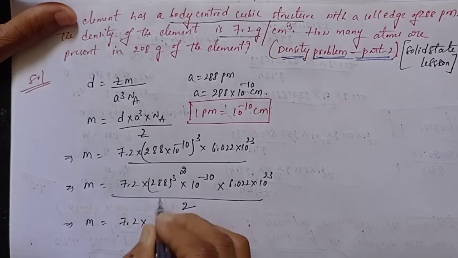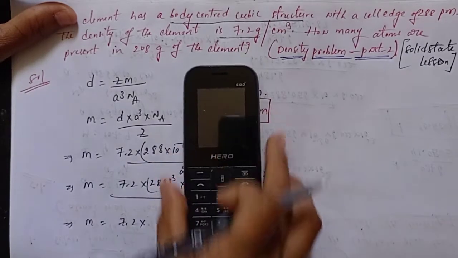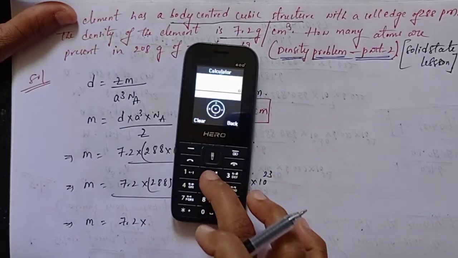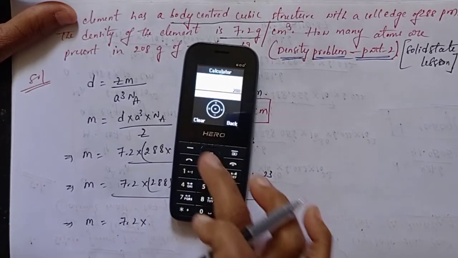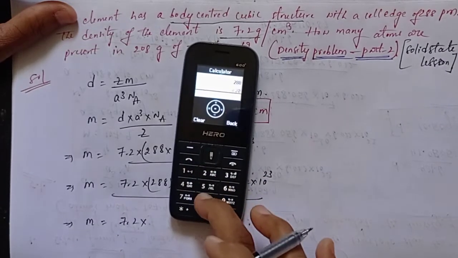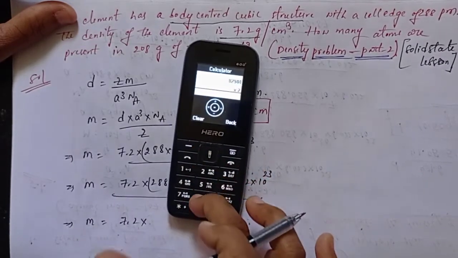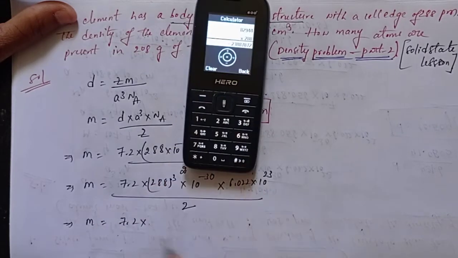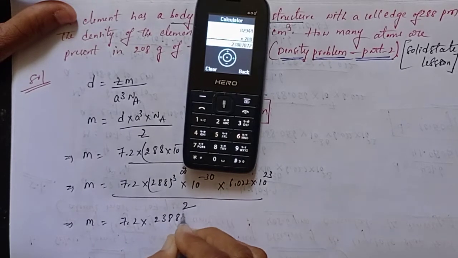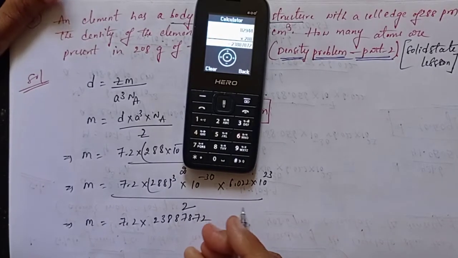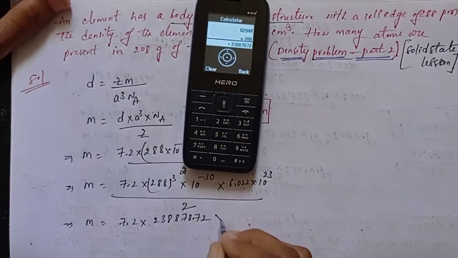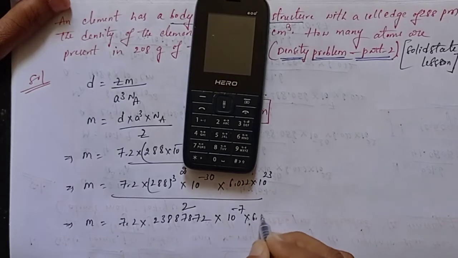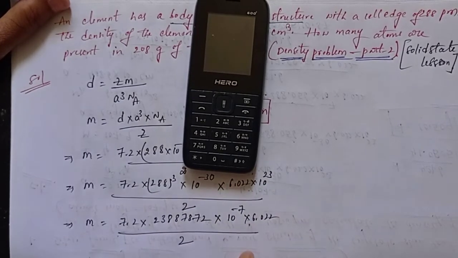So M is equal to 7.2 into 288 whole cube. First you have to find 288 whole cube. Now I am taking the calculator: 288 into 288 into 288. We got 23887872. Now into 10 power minus 30, 10 power 23, means 10 power minus 7, into 6.022 divided by 2.